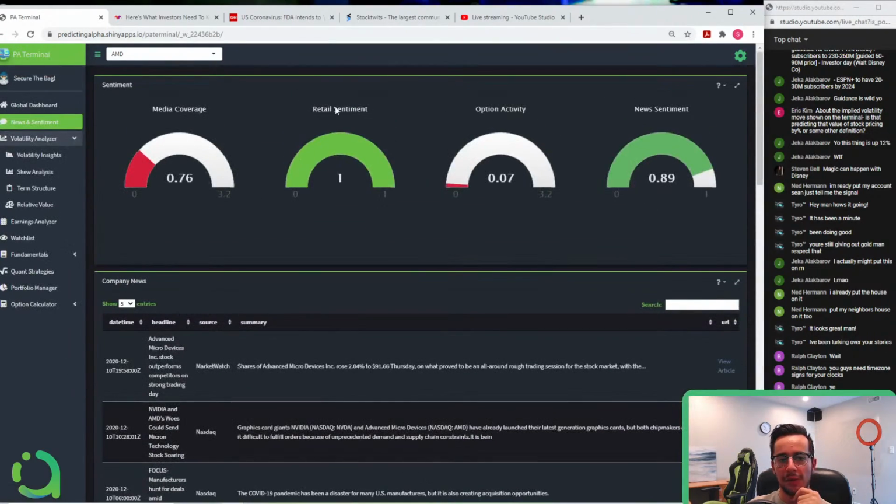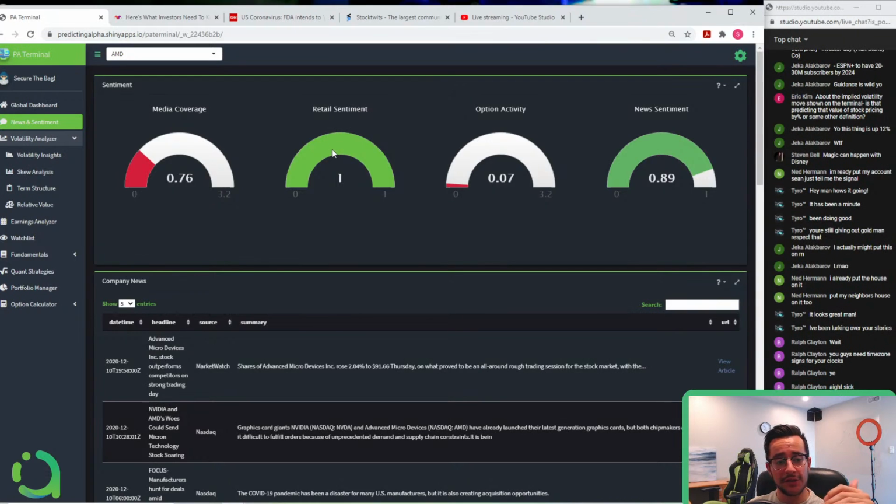Retail sentiment, which we pull from social media, is 100%. So every retail trader is bullish on this thing right now. News is pretty bullish on it. So far today, as of about 10:30, we're seeing about 7% of the typical option volume being traded. So pretty well in line for what we'd normally see. There's no unusual option activity happening right now.